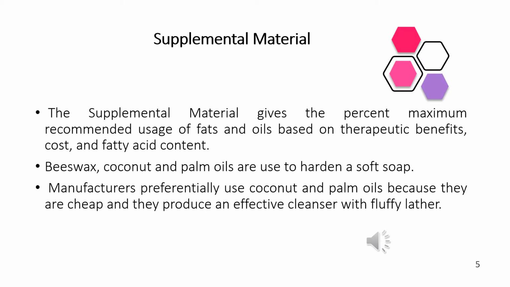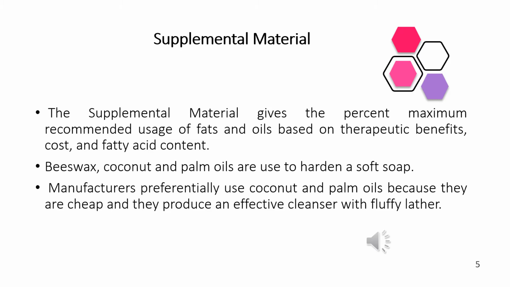Beeswax and coconut and palm oil are used to harden a soft soap. So, beeswax, coconut, and palm oil are used in making of hard soap, or they are used to harden the soft soap.